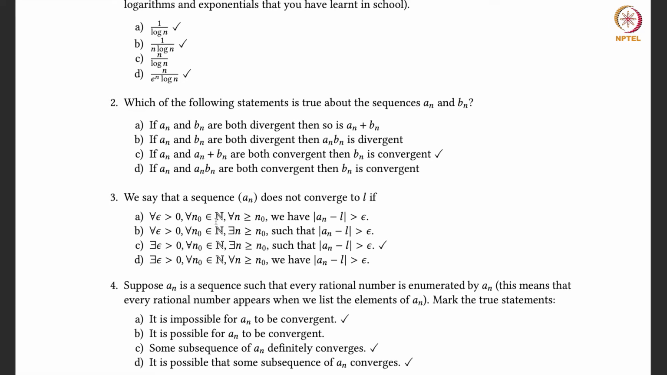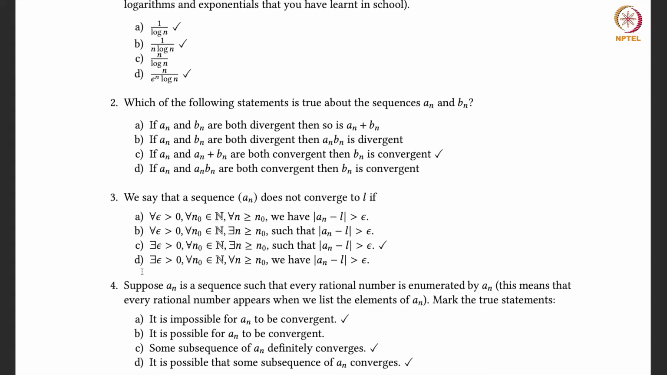The other options, for instance, if you looked at option A, for all epsilon greater than 0, for all n greater than or equal to n naught, |an minus L| is greater than epsilon. No, that's not the thing. For a sequence not converging to L, you just need one epsilon for which the definition of convergence fails. So any statement that involves for all epsilon, you can immediately ignore.